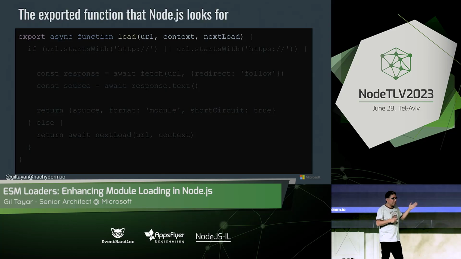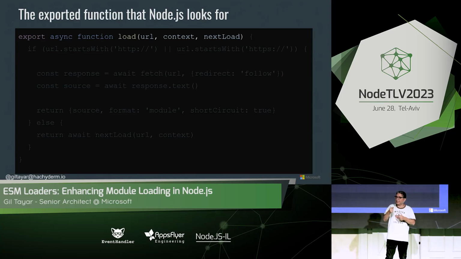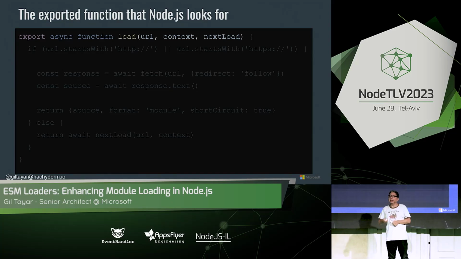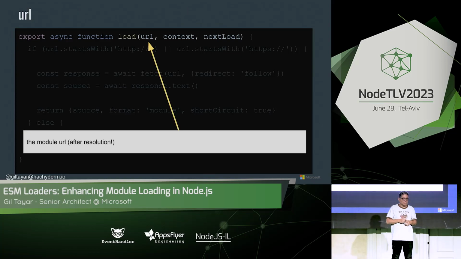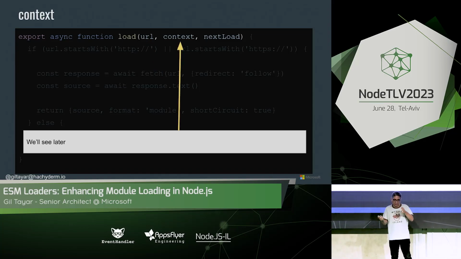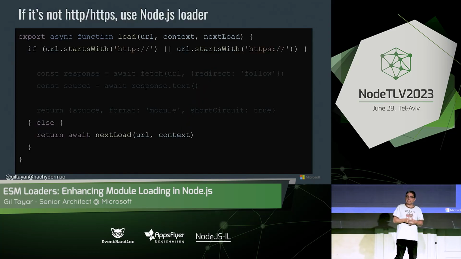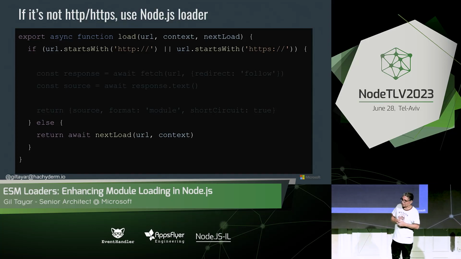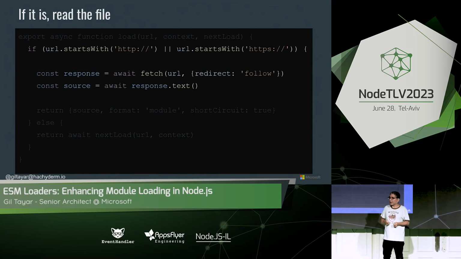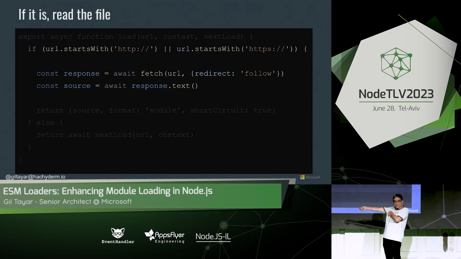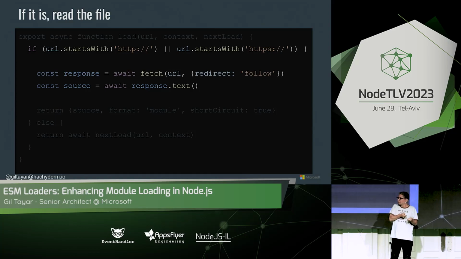Let's write a loader. Just like we have the hook resolve, we have the hook load. If Node.js sees the function load in a loader, it will call it to load the file. So what does it get? It gets a URL, which is the URL of the module. Context, we'll see later. And nextLoad, if I don't know how to load it, I'll pass it on to Node.js. So if the URL starts with HTTP or HTTPS, then I use the built-in fetch, which I now have in Node, to fetch the URL and get the source.